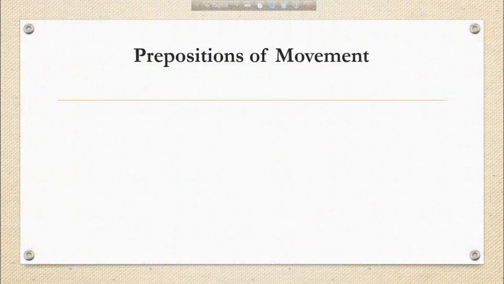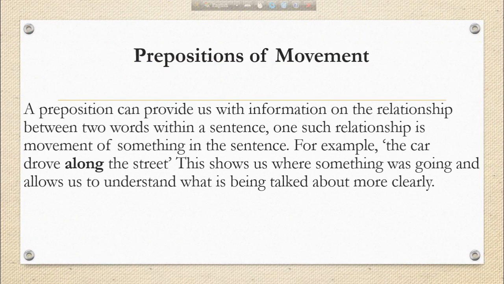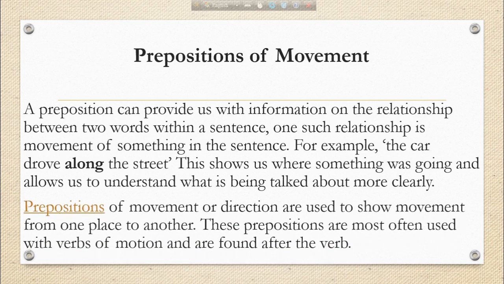So what is a preposition of movement? A preposition can provide us with information on the relationship between two words within a sentence. One such relationship is movement of something in the sentence. For example, the car drove along the street. This shows us where something was going and allows us to understand what is being talked about more clearly.